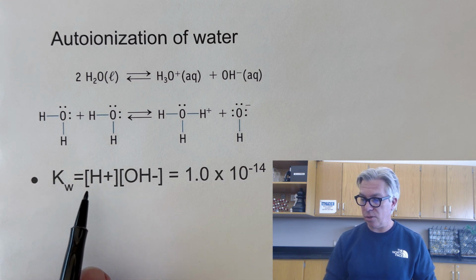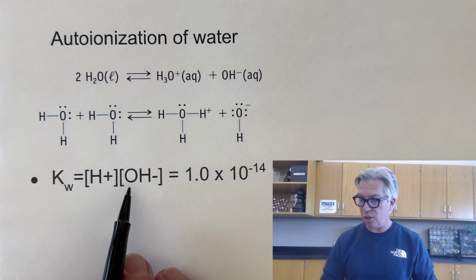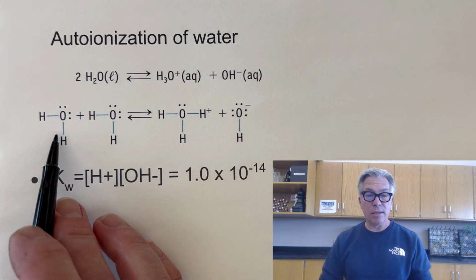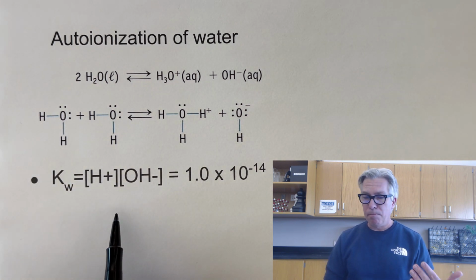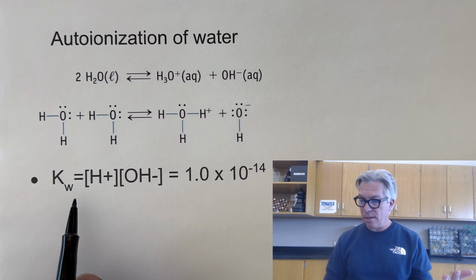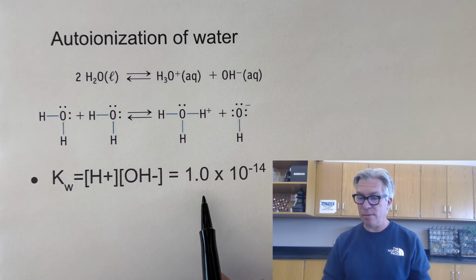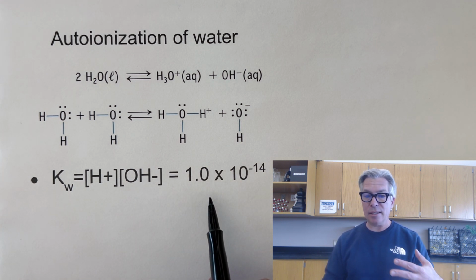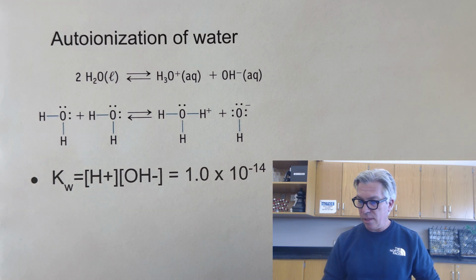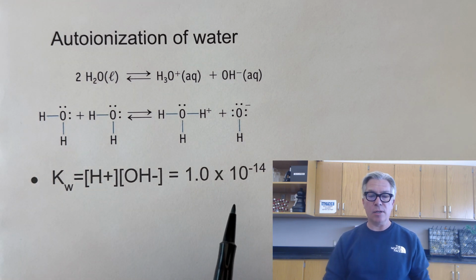And that's going to be equal to the H plus concentration times the OH minus concentration, over these, which are liquid, so we don't include them. But at normal conditions, that constant has a value of 1 times 10 to the minus 14th. And that's kind of what governs everything that happens in water.